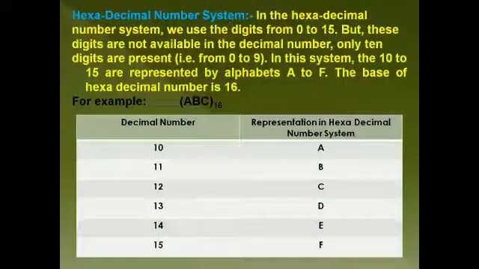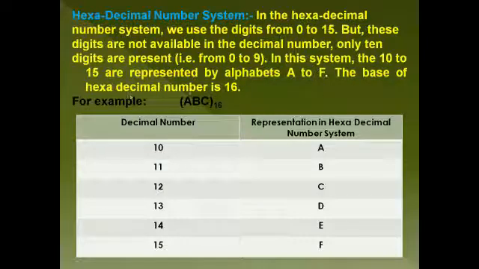Hexadecimal number system. In the hexadecimal number system, we use the digits from 0 to 15. But these digits are not available in the decimal number system. Only 10 digits are present, that is from 0 to 9. In this system, 10 to 15 are represented by alphabets A to F.